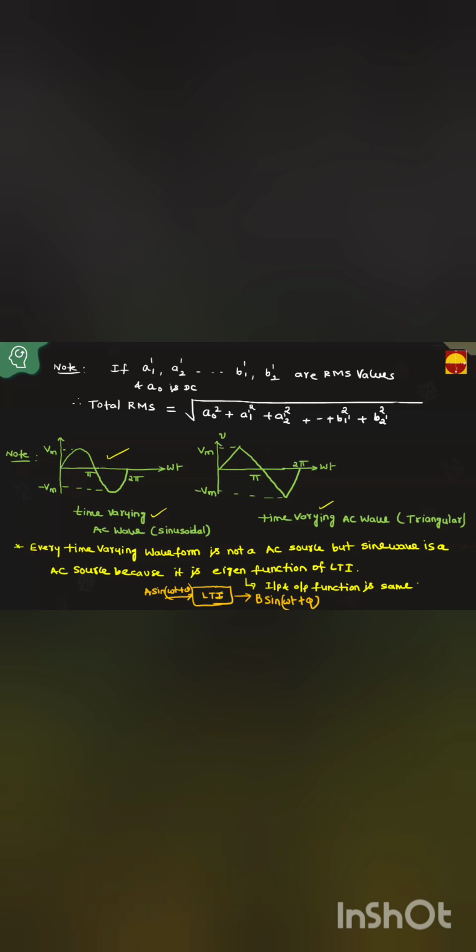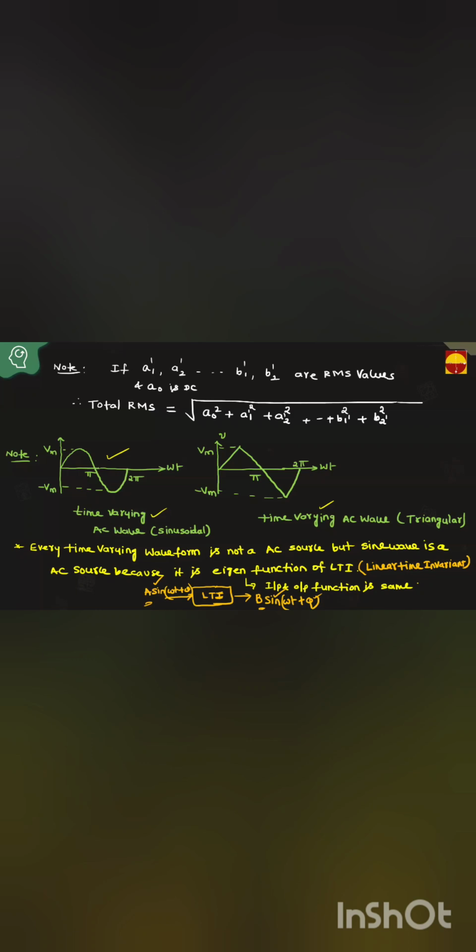But in a linear time invariant system, if the input is sine, the output is also sine, but the amplitude may be different and the angle may be different. This is theta, this is phi. The angle may be different, but the function is the same. Because of this reason, the sine wave is used as an AC source. Every time varying waveform is not an AC source.